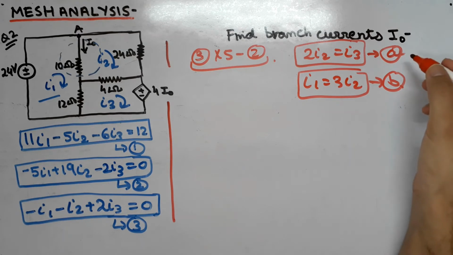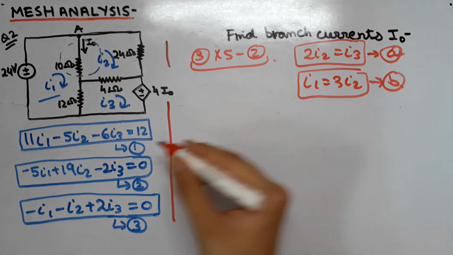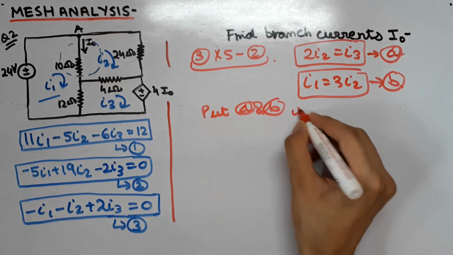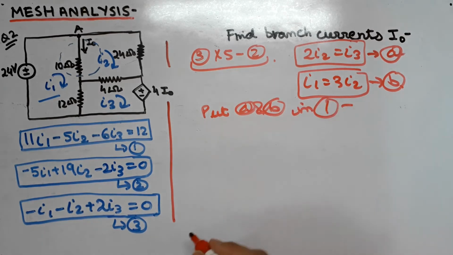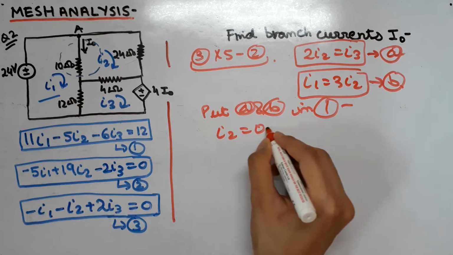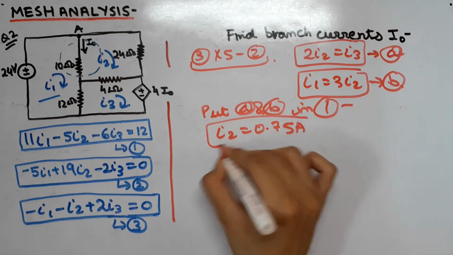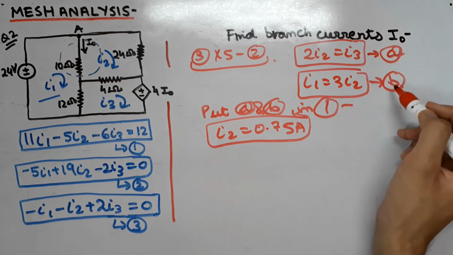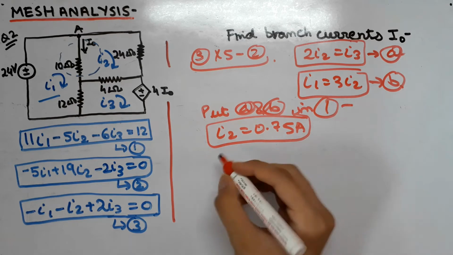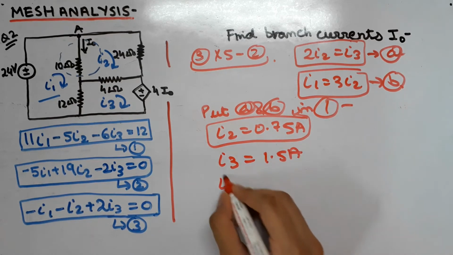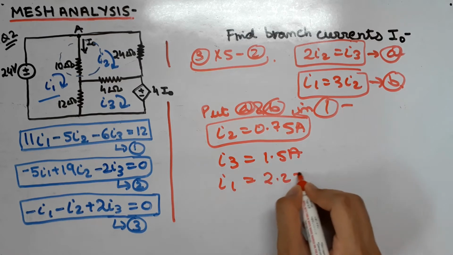Now we are going to put these equations, that is A and B, in equation number 1. That is, put A and B in 1. From there we will get the value of I2, which will come out to be 0.75 ampere. Now we will put this value of I2 in equations A and B and we will get the values of I3 and I1. That is, we will get I3 as 1.5 ampere and I1 as 2.25 ampere.